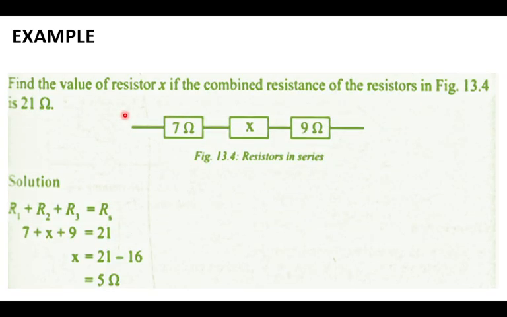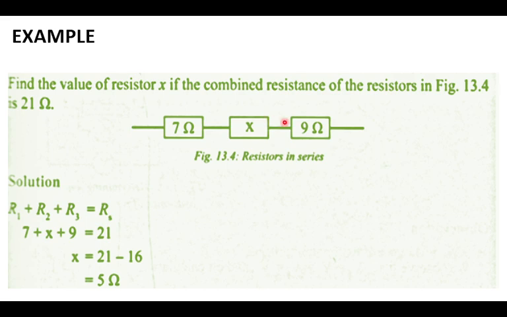All right. Let's also appreciate this other example. It's a good example. Sorry, it's presented in a different color, but as long as you are able to see, this is quite okay. All right, so here we are asked to find the value of x. So we have this x here. Okay, if the combined resistance of the resistors is 21.